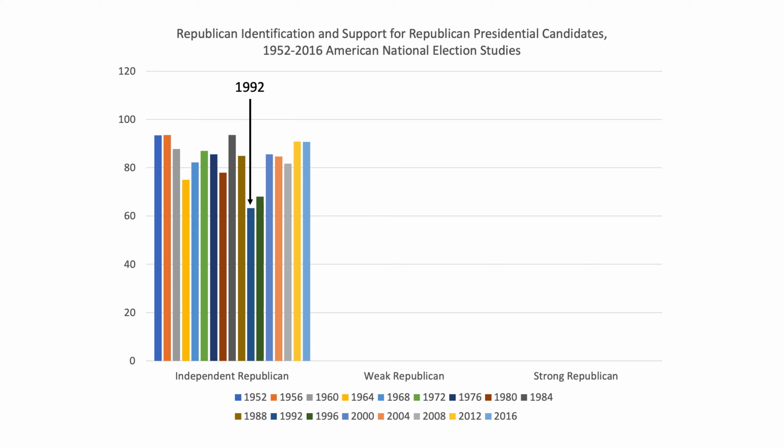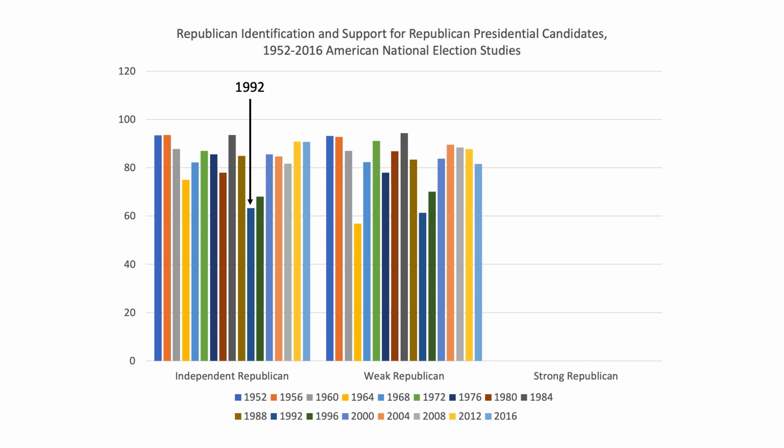And while Perot pulled from both Democrats and Republicans, it was believed that the Republicans defected at greater numbers to Perot and against George H.W. Bush. Among weak Republicans, again, you'll see the dips. In 1964, that's Barry Goldwater and his controversial run for the conservative wing of the Republican Party, weak Republicans dropped below 60%. And again, in 1992, much like with independent Republicans, weak Republicans deserted George H.W.